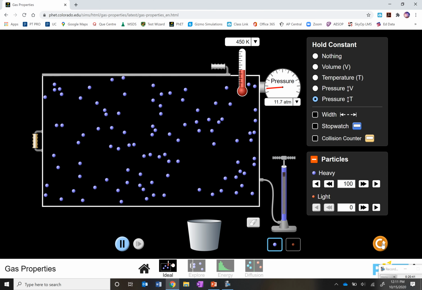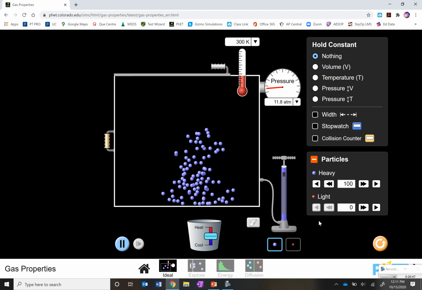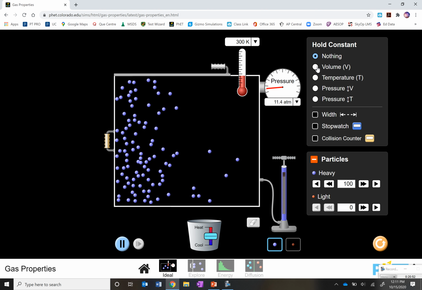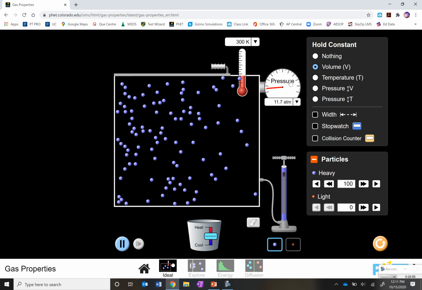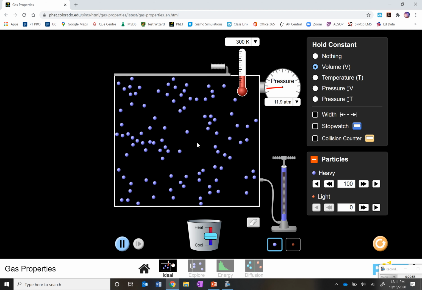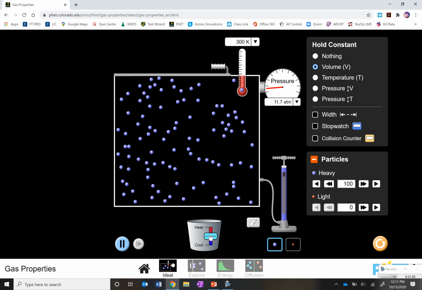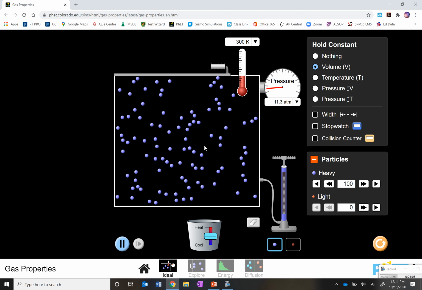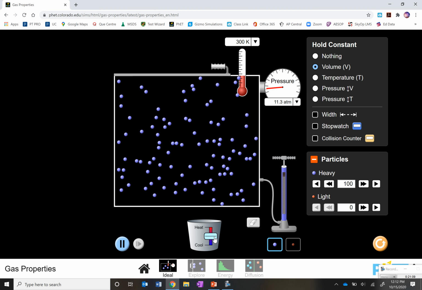I'm going to reset this. We'll put in 100 gas particles, and we'll take a look at the relationship between pressure and temperature of a gas, which means we have to hold the volume constant. So I'm going to hold the volume constant, which means the box is going to remain the same size. And Gay-Lussac's law says if we increase the temperature of this gas and we give these gas molecules more energy, they're more likely to run into each other inside this container, which means we should see an increase in pressure.